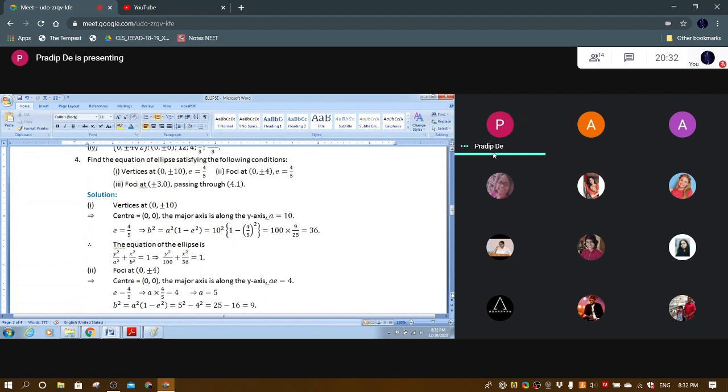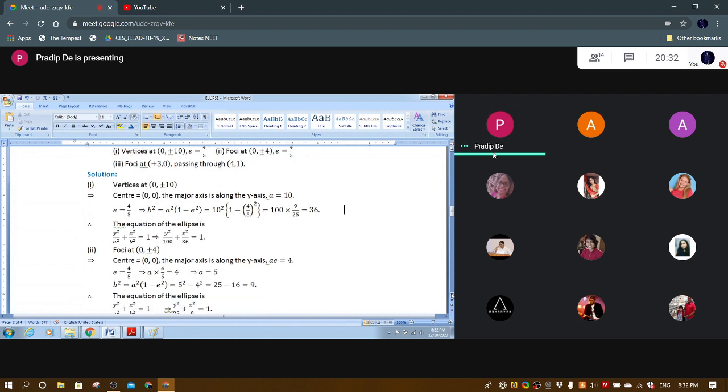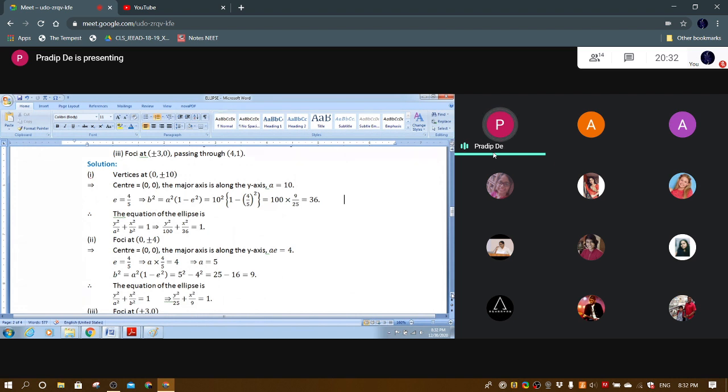Now we know A, we know B square. What is the equation? Y square upon A square plus X square upon B square is equal to 1. So the equation is Y square upon 25 plus X square upon 9 is equal to 1. Understood? Yes, sir. Now think about part 3. How do you proceed?